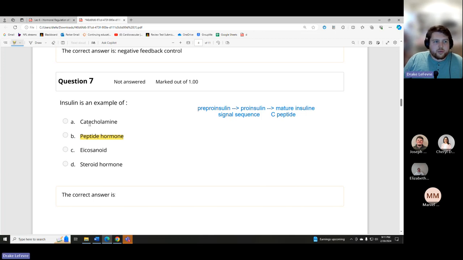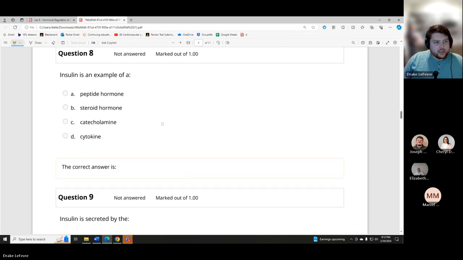Catecholamines are going to be our epinephrine, norepinephrine, those guys. Eicosanoids, this is going to be biochem 2. Eicosanoids have a lot to do with fats and the immune system. You'll learn about that next trimester in biochem 2, just so you have a little bit of knowledge of what it is, so you don't look at it in a question like, what the heck is that? Insulin is an example of, hey, look, it's the exact same question. Just now they have cytokine here instead of eicosanoid. Cytokine is also related to inflammation and the immune response for the body. So again, insulin is an example of a peptide hormone.